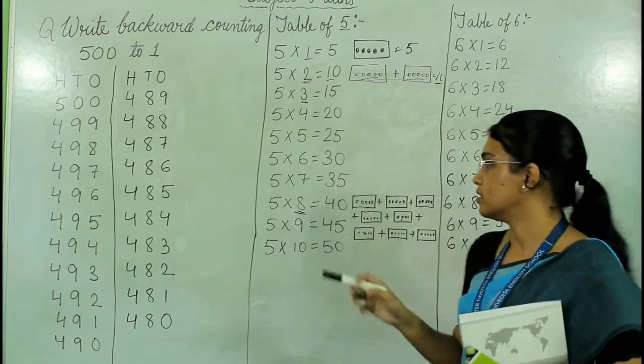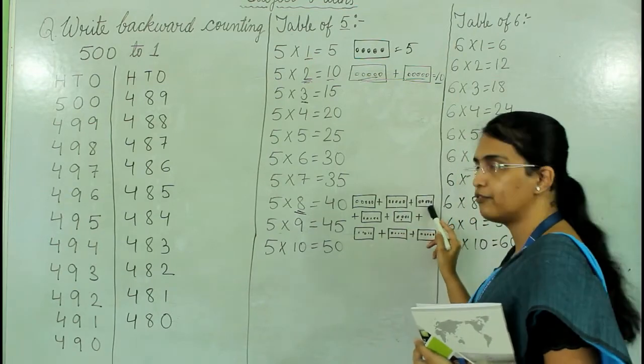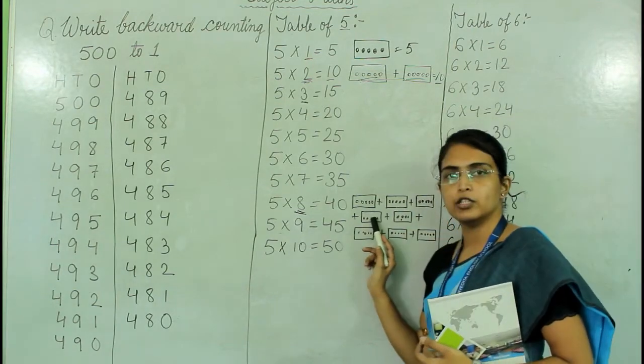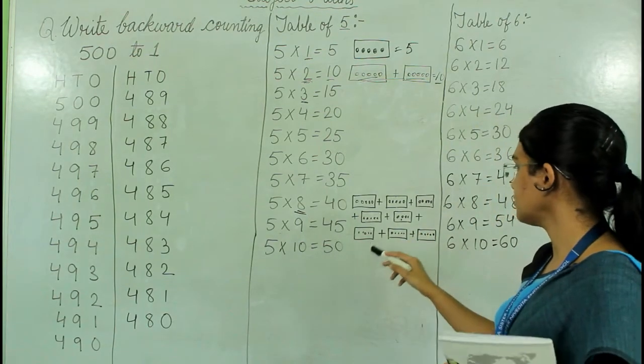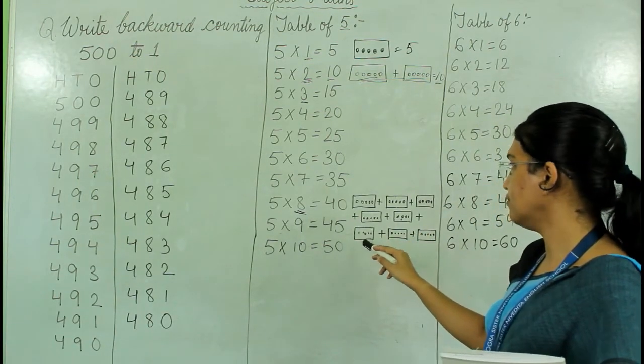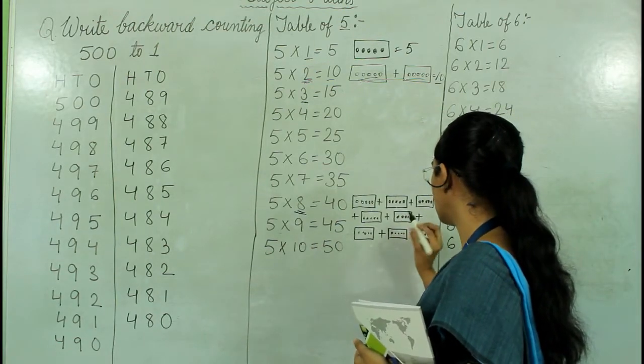5 balls. That means 5 plus 5 is 10, 10 plus 5 is 15, 15 plus 5 is 20, 20 plus 5 is 25, 25 plus 5, how much? 30.